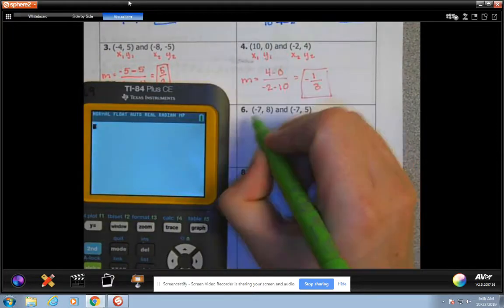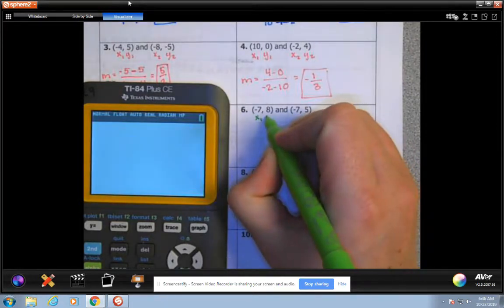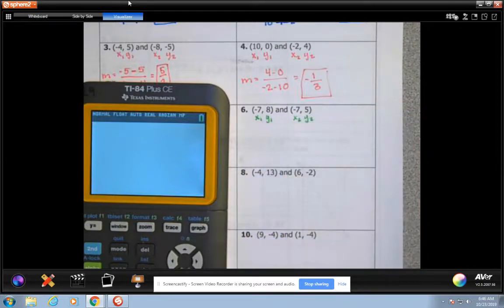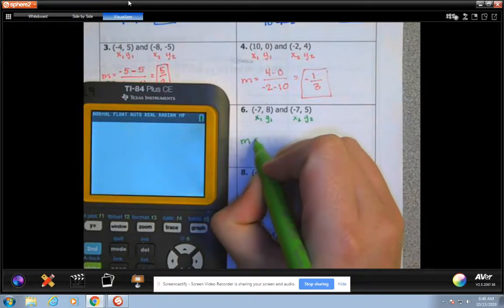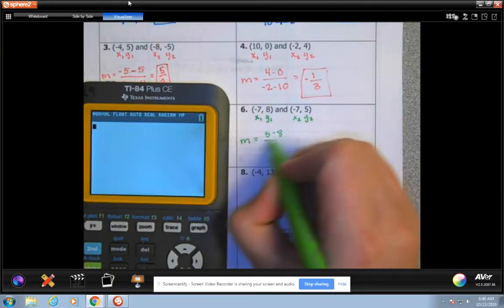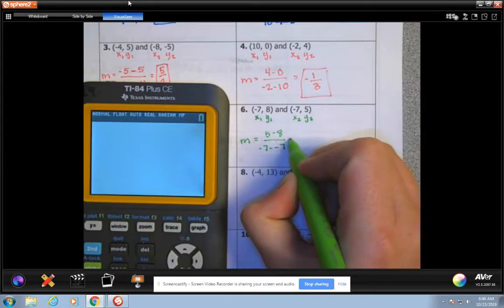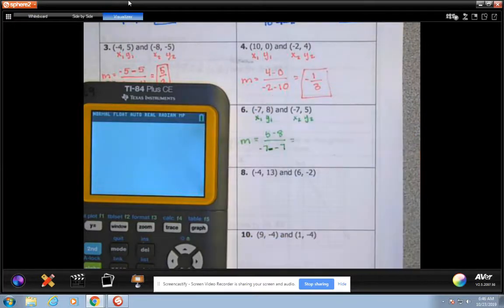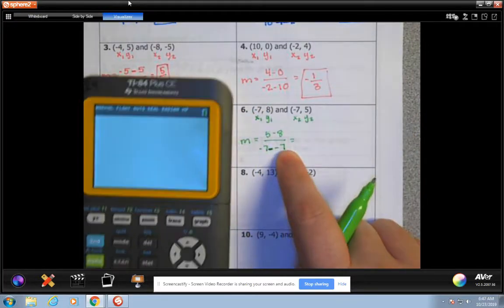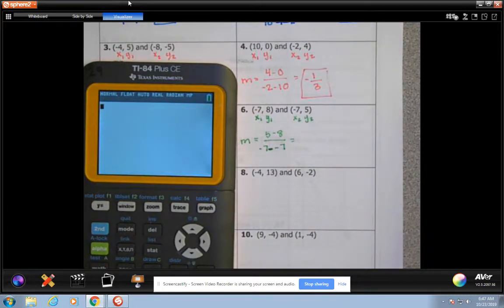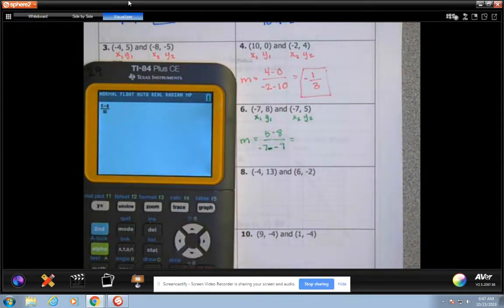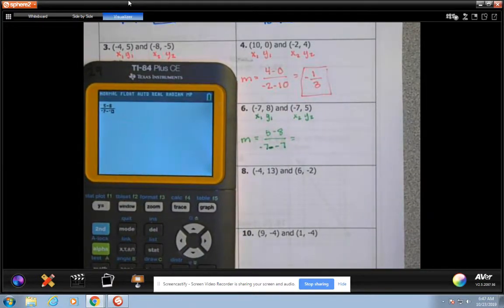Let's do number 6. Negative 7 is x1. 8 is y1. Negative 7 is x2. 5 is y2. Let's plug those into our slope formula. So m equals 5 minus 8 over negative 7 minus negative 7. Notice how I said minus negative 7, and this minus should be bigger, and that negative should be smaller because that is a subtraction sign and a negative sign. Remember, in real life, it doesn't matter. For some reason on your calculator, it does. So just make sure you pay attention to when you put a minus and when you put a negative. So this would be 5 subtract 8 over negative 7 subtract negative 7.